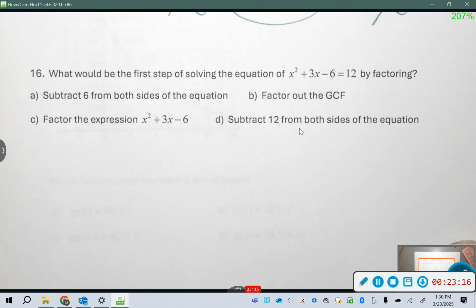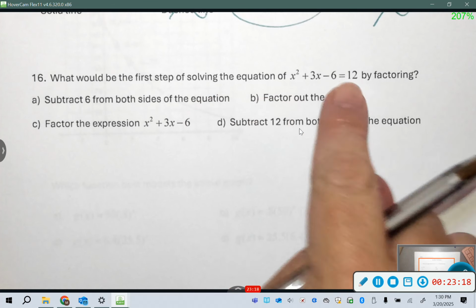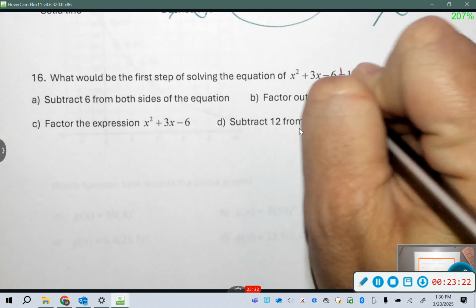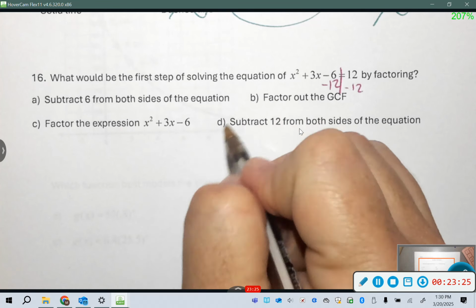Okay, let's look at 16. What would be the first step to solving this equation by factoring? Well, first things first, it has to equal 0. So I would have to do minus 12 on both sides. Subtract 12 from both sides, which is D.